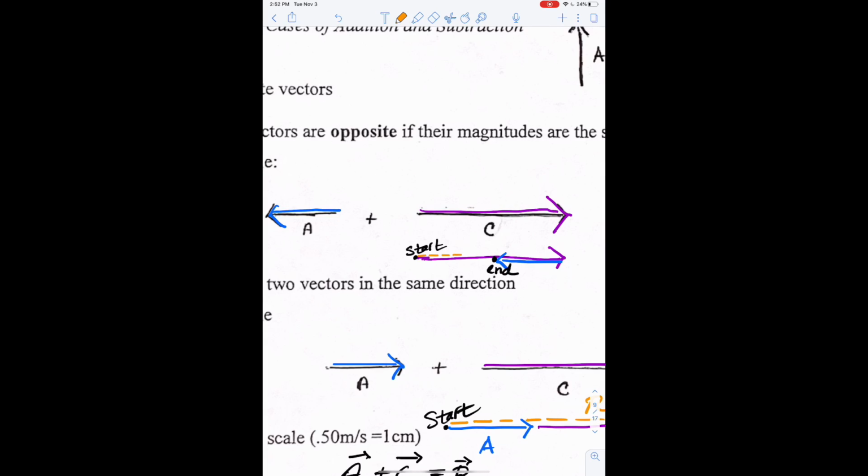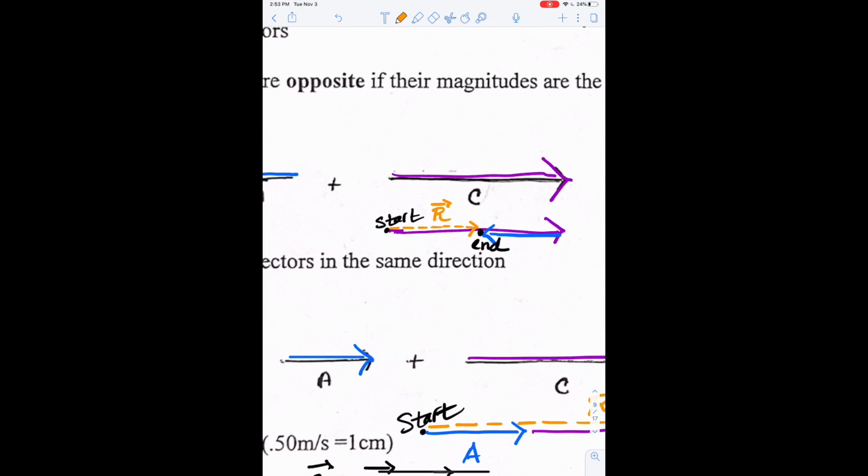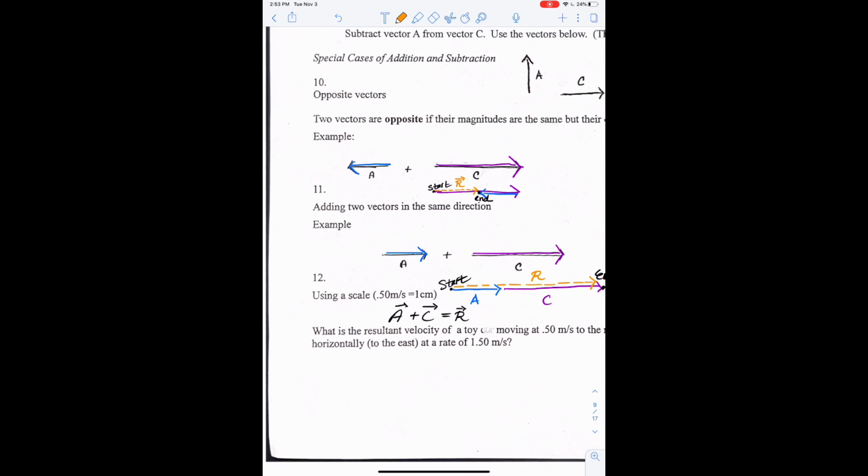All right. From start to end, right there is what's left over. So it's really like A just canceled off a part of C, and we're left with R here in orange, which is just a piece of C, right? A piece of the purple vector, and it still points right. All right, good. So hopefully there's no questions there.